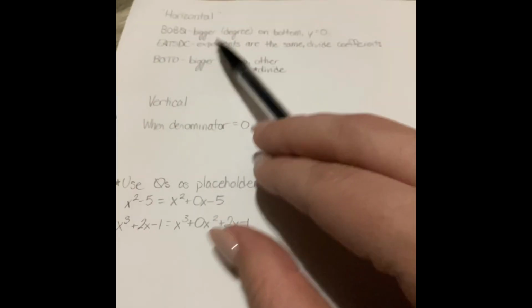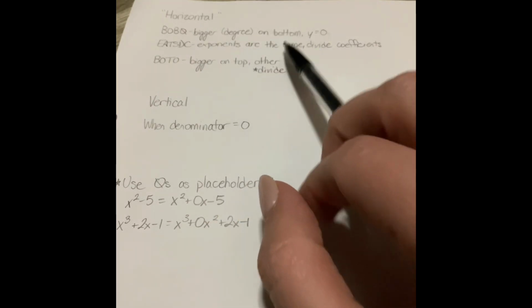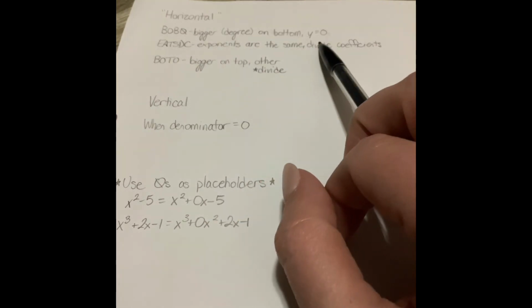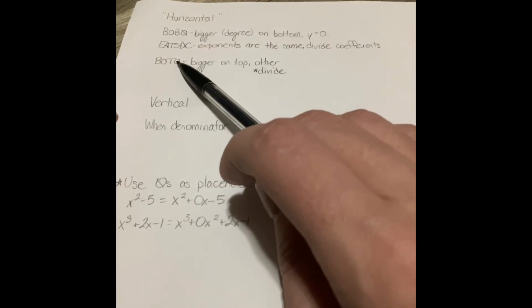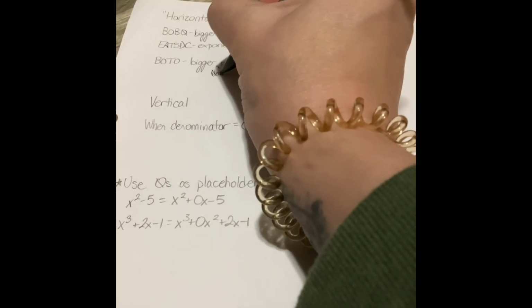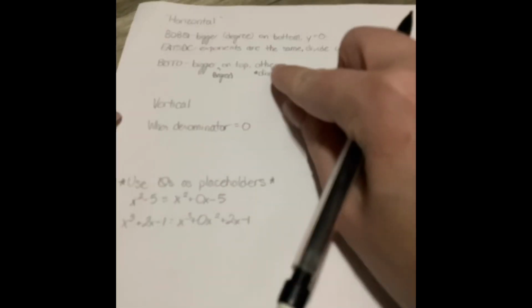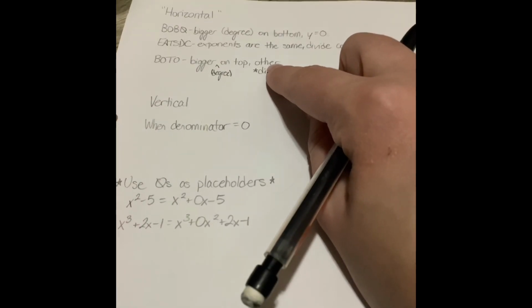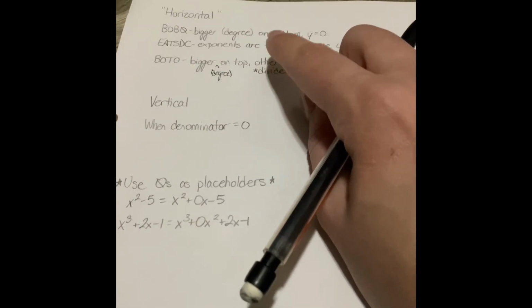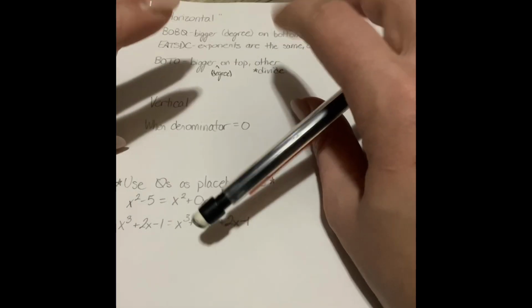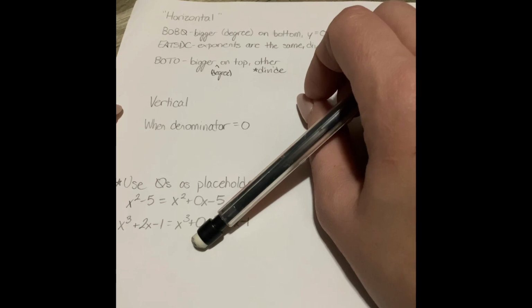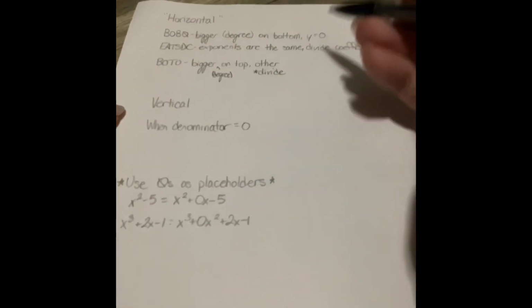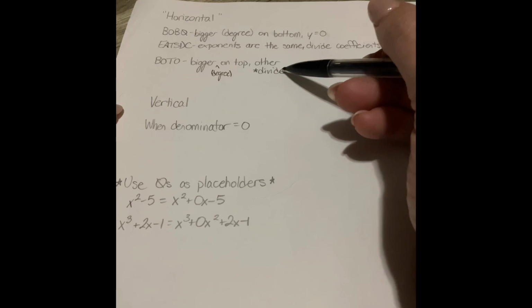Eats DC means when your exponents are the same, in the numerator and the denominator of a fraction, you're going to divide your coefficients. And then this is the one I don't like, Bodo. When you have a bigger degree on top, it's an other, meaning it could be a linear asymptote, a quadratic asymptote, whatever, and I don't like it, especially because it's in the horizontal part. You can think of another mnemonic device. If you find another one, please let me know. And this is where you're going to really divide your polynomials.